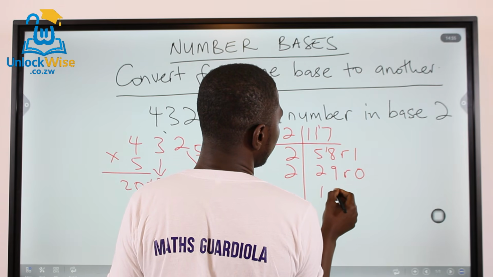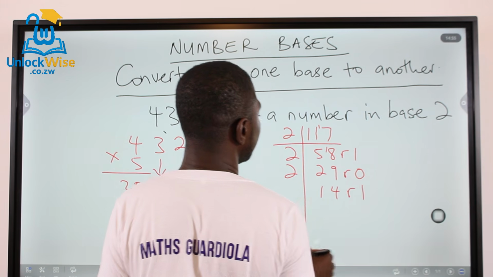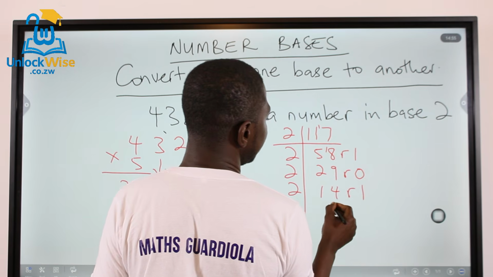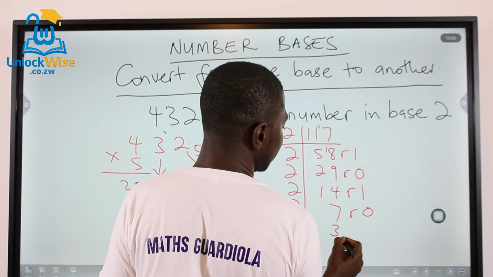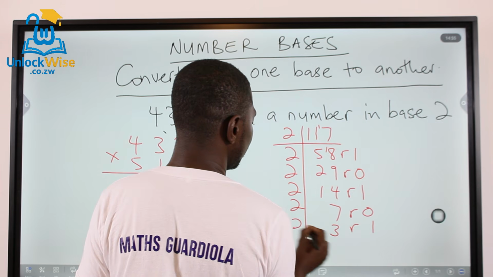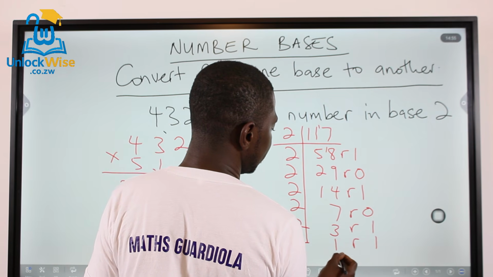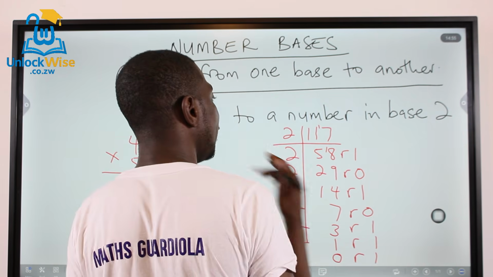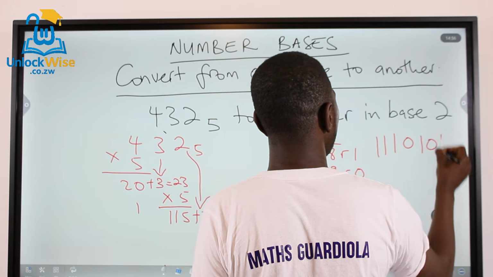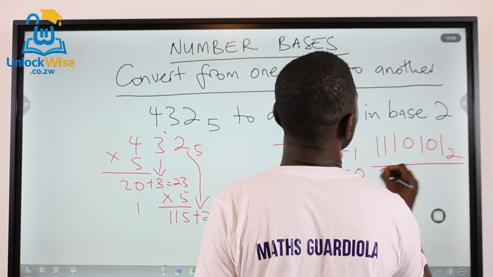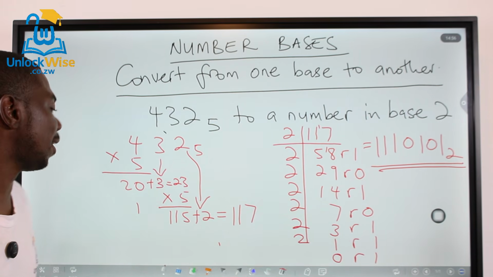4, remainder 1. 2 into 14, 7, remainder 0. 2 into 7, this is 3, remainder 1. 2 into 3, 1, remainder 1. 2 into 1, 0, remainder 1. So I am going to have 1, 1, 1, 0, 1, 0, 1, which is in base 2, right? So this is what we have.